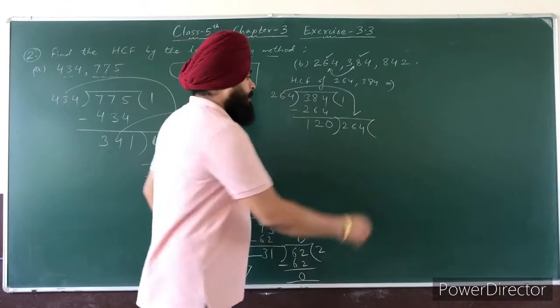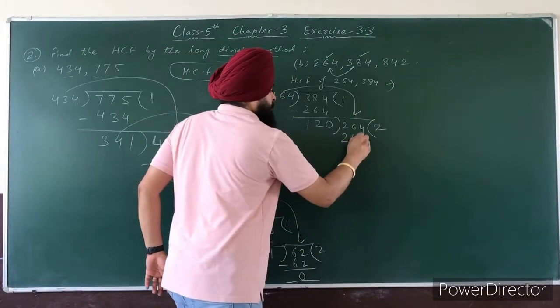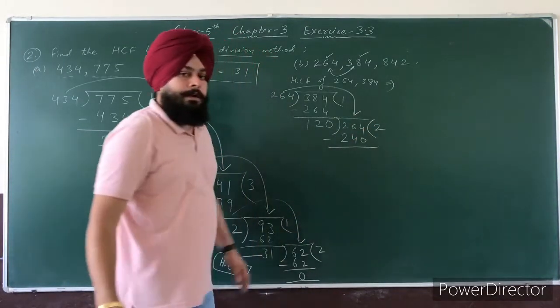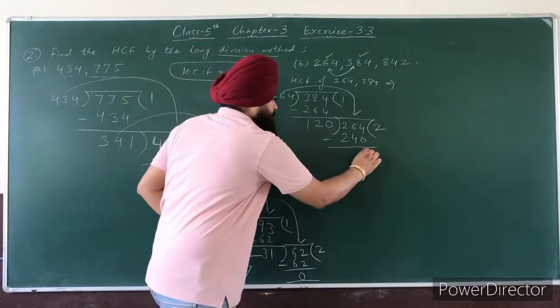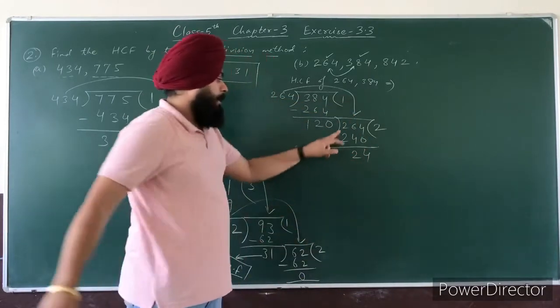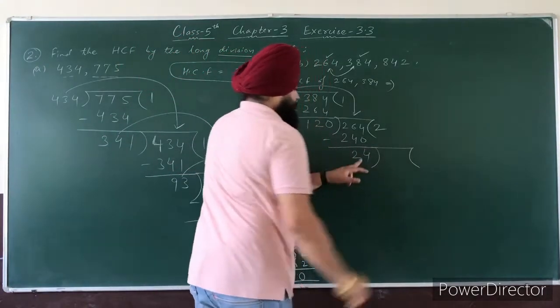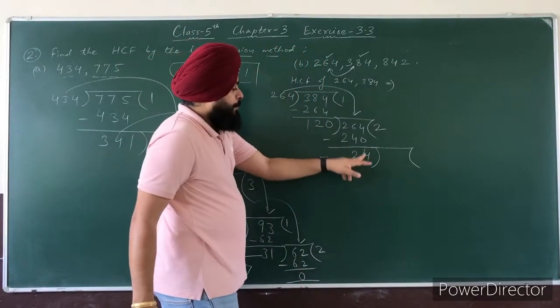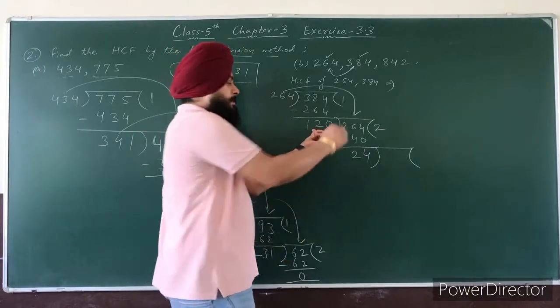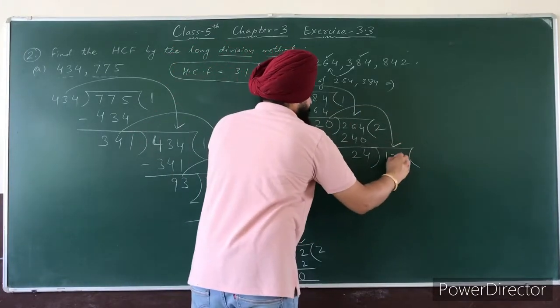So we will take 120 twos are 240. Now 4 minus 0, it is 4. 6 minus 4 is 2, and 2 minus 2 is 0. So leave it. Now this remainder has become our new divisor, and the previous divisor is written as the new dividend.